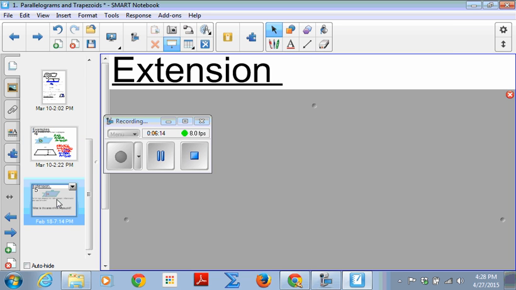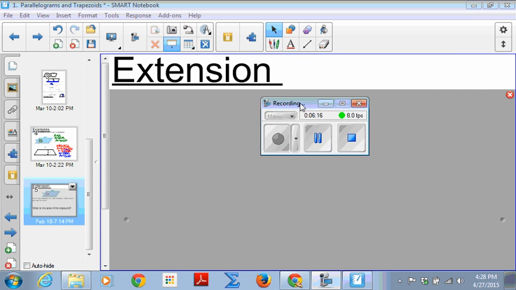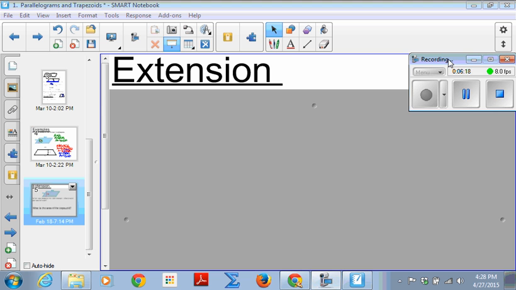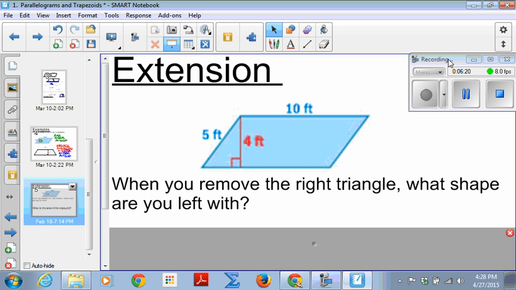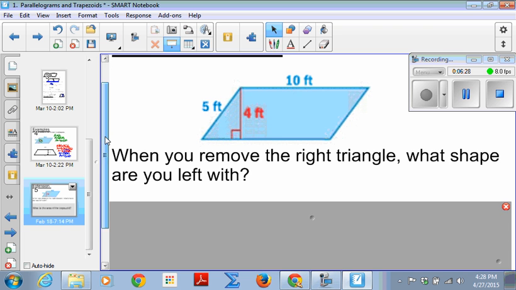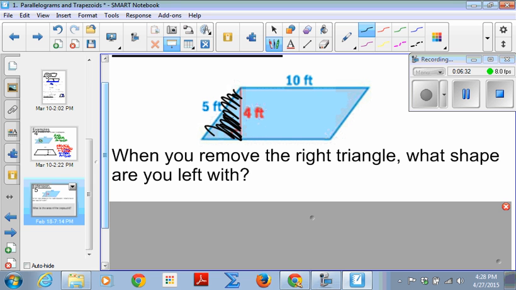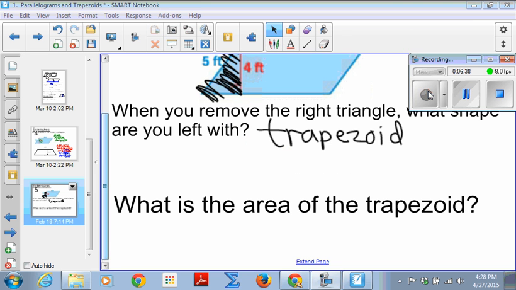Now let's extend our knowledge just a little bit, just because we're an advanced class and we can do this. Back to that first parallelogram we saw. What we're going to do, though, is find a different part of the shape. So we take off that right triangle. Pretend it's gone. We're left with a trapezoid.